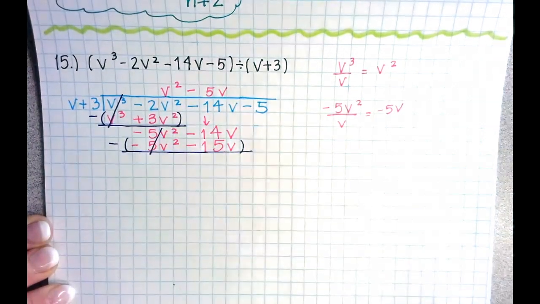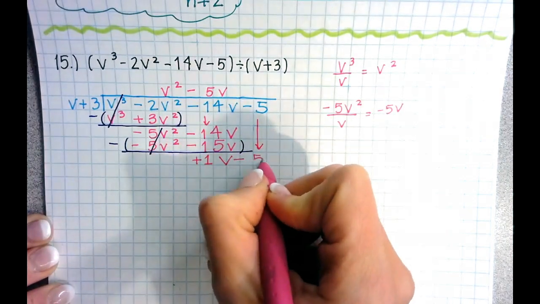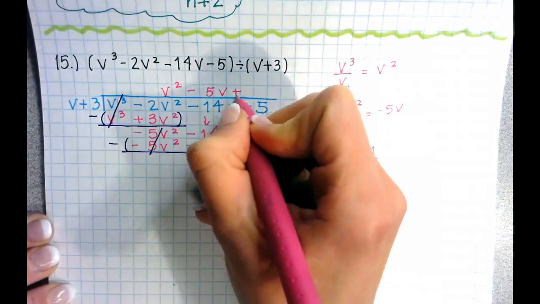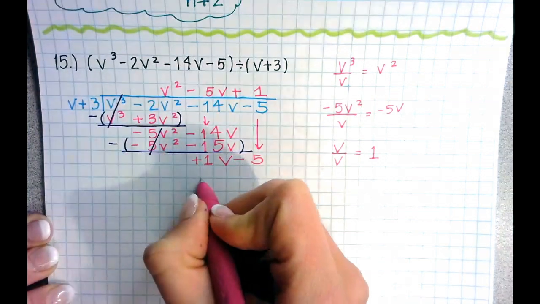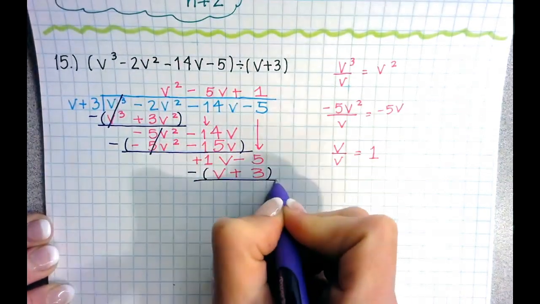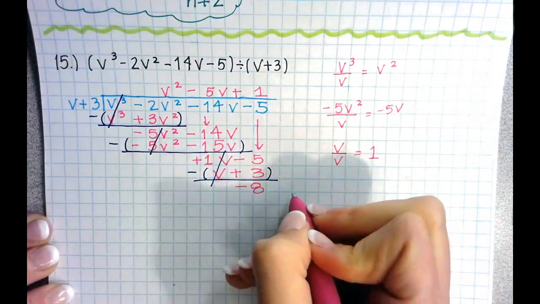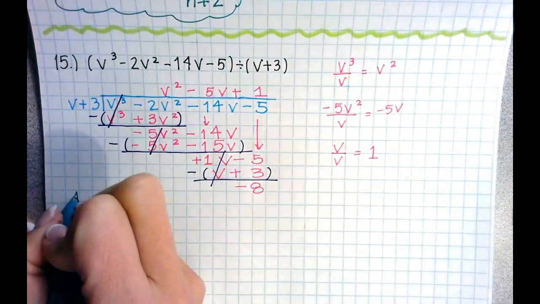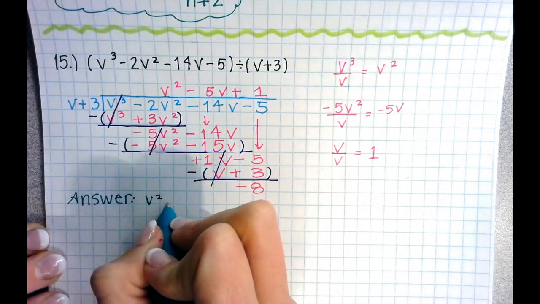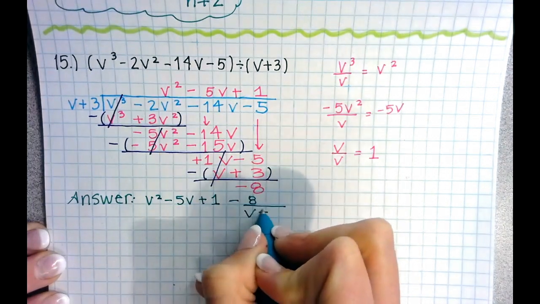Minus negative is plus, negative 14 plus 15 is positive 1. You don't really have to write it, but positive 1v, bring down, minus 5. 1v, or just v, divided by v, well, that's 1, plus 1 right there, 1 times v plus 3 is v plus 3. Parentheses, minus sign, underline, cancel, negative 5 minus 3 is negative 8 as my remainder, so that means my answer is my quadratic trinomial of v squared minus 5v plus 1 minus 8 over v plus 3.